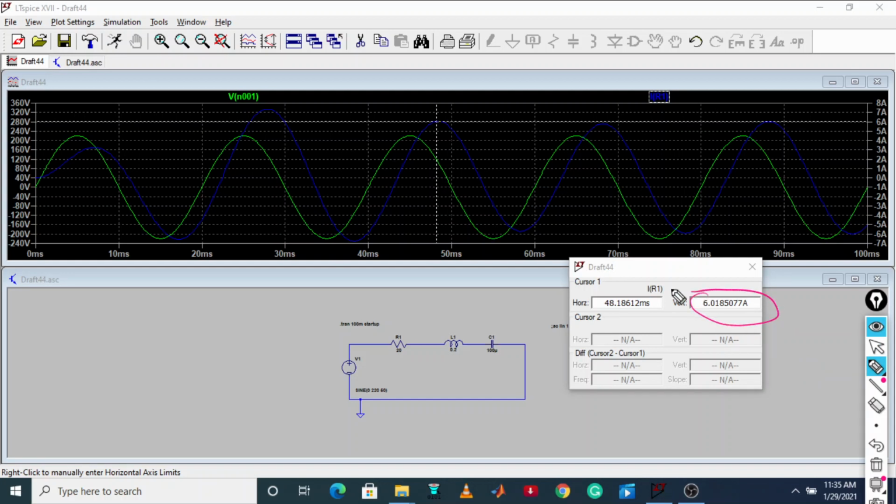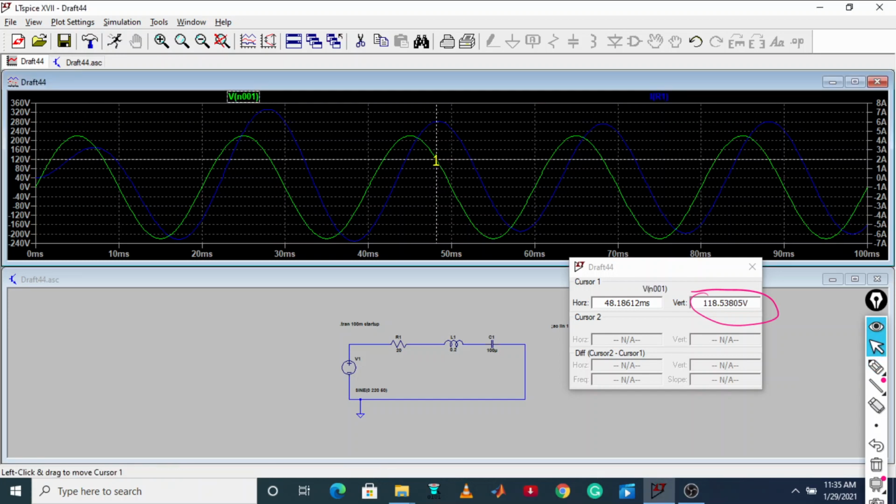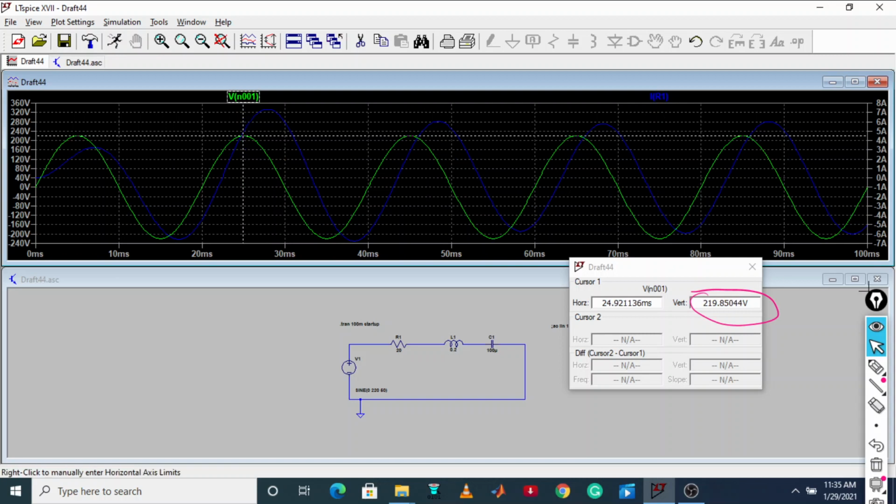It was around 5.96. Now if you want to check the voltage, go over here and check the voltage here. Now it is around 19.8. If you move a bit, it will show somewhere around here. Now it is your voltage.